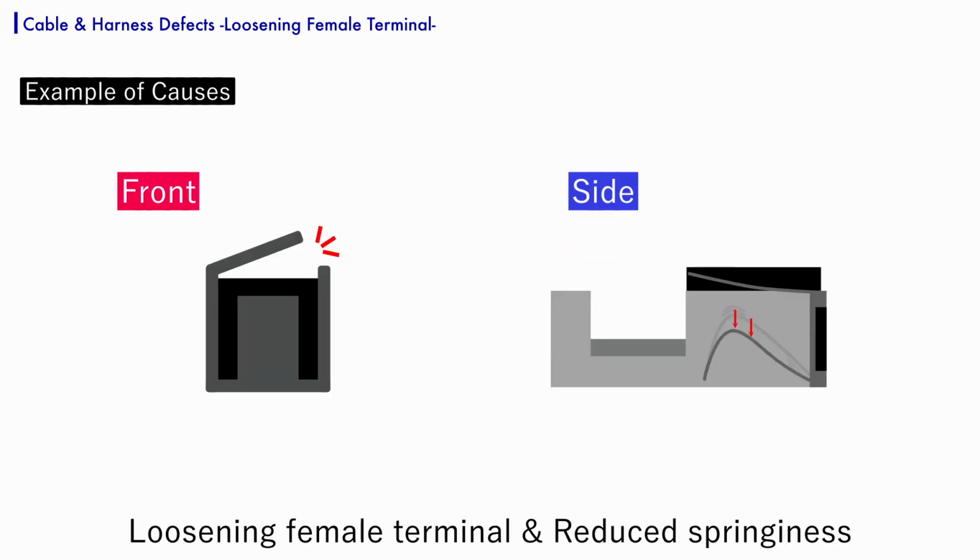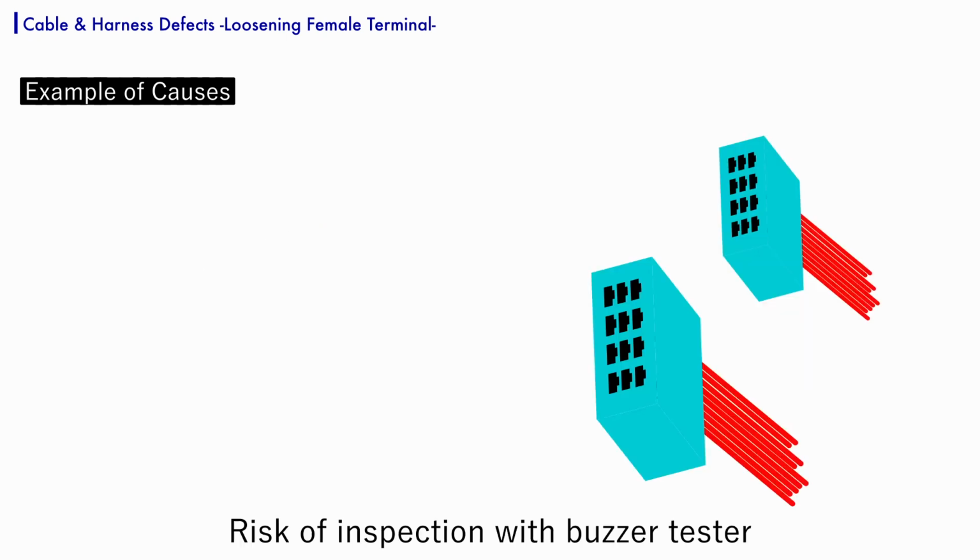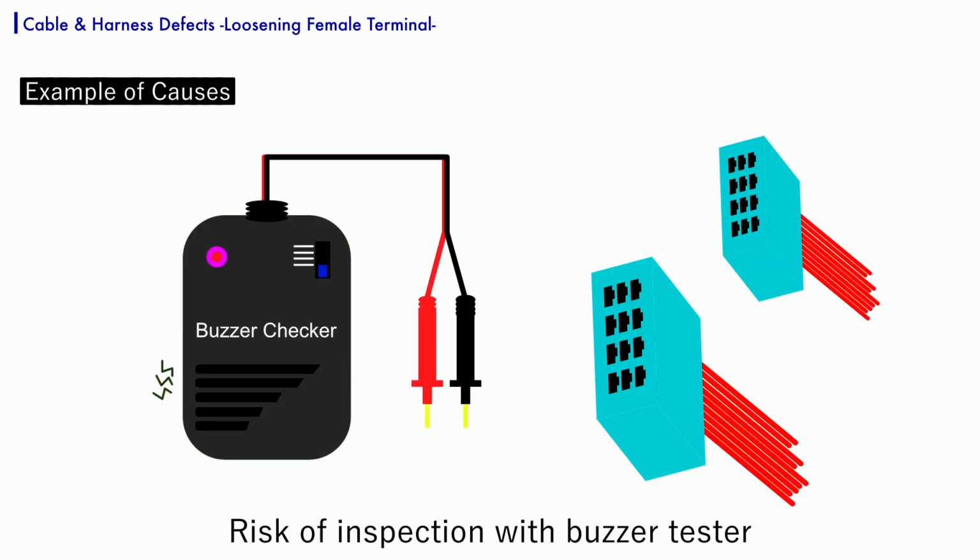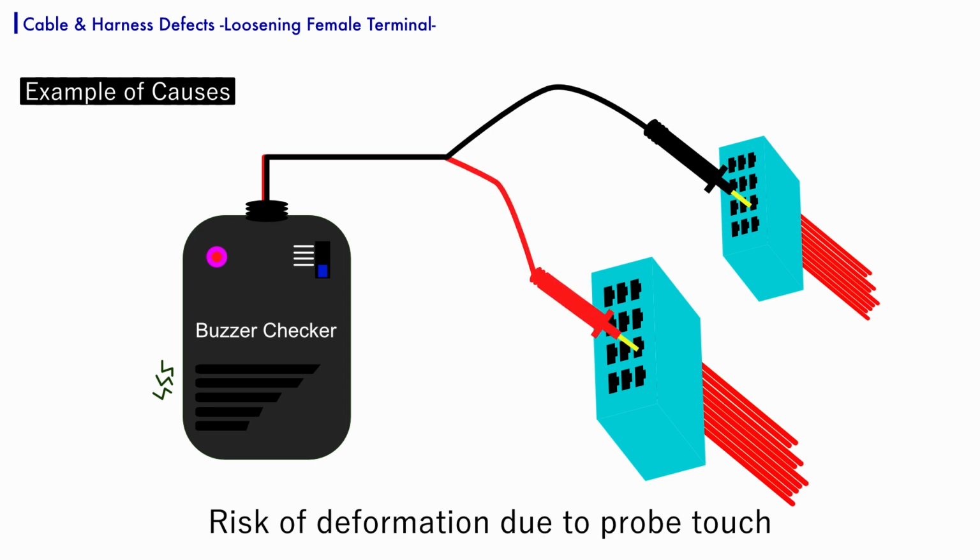The spring of the terminal that stabilizes the contact becomes less effective. There is also a risk with a buzzer tester. Force touch with the probe will cause deformation.